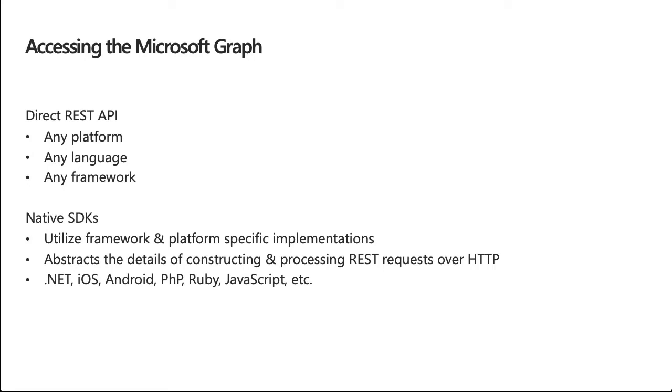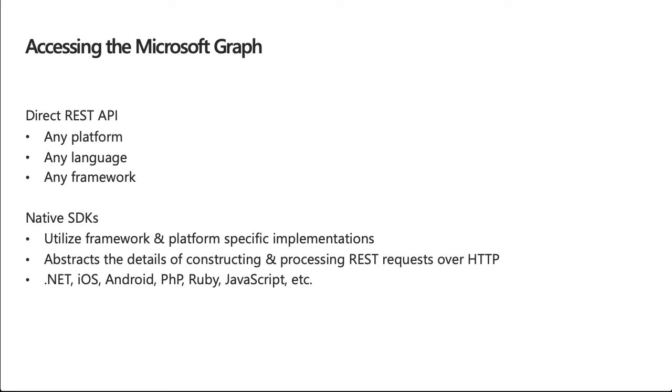At its core, Microsoft Graph is a REST API. This means that developers can use any platform, any framework, and any programming language they are most comfortable with. The only requirement is that they issue a common HTTP request and process HTTP responses, which pretty much all relevant platforms and frameworks and languages can do these days.